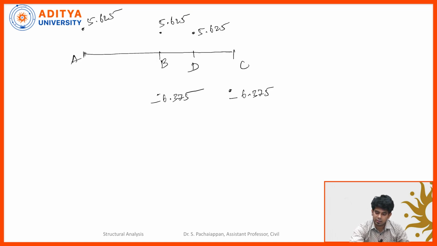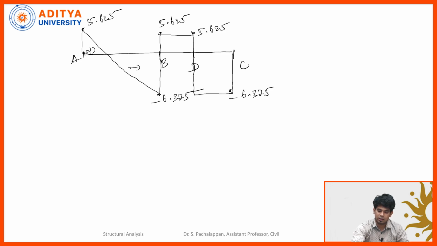Now how to join these lines? It's very important. So between C and D there is no loading. So all the way it is going to travel horizontally and then it is going up. Again D to B we don't have any load, it will come like this, and then again it's coming down like this. And A to B we have the UDL. So this has to be connected like this. So this is positive, negative, positive and negative. This is your shear force diagram.